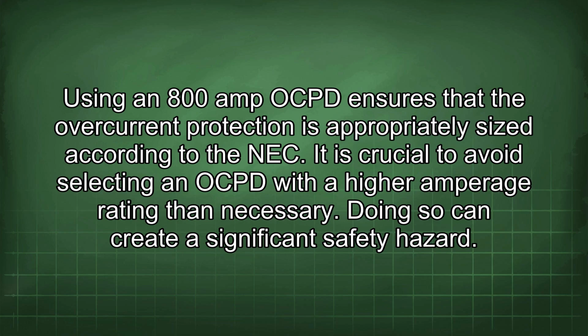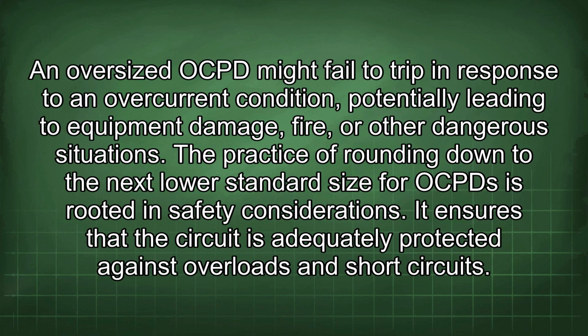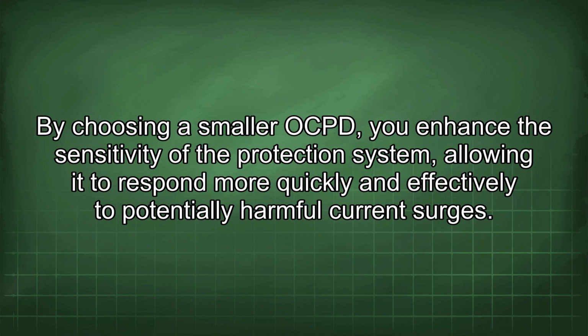It is crucial to avoid selecting an OCPD with a higher amperage rating than necessary. Doing so can create a significant safety hazard. An oversized OCPD might fail to trip in response to an overcurrent condition, potentially leading to equipment damage, fire, or other dangerous situations. The practice of rounding down to the next lower standard size for OCPDs is rooted in safety considerations. It ensures that the circuit is adequately protected against overloads and short circuits. By choosing a smaller OCPD, you enhance the sensitivity of the protection system, allowing it to respond more quickly and effectively to potentially harmful current surges.